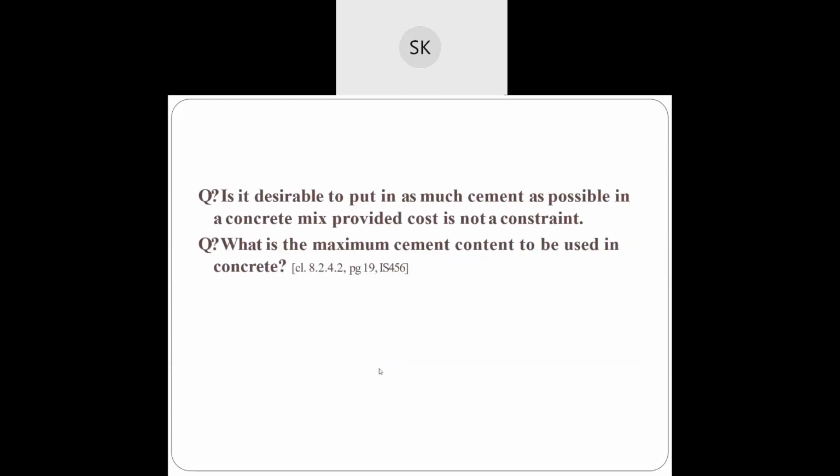Now, follow IS 456, page number 19, clause number 8.2.4.2, and try to find the answers to these questions. Is it desirable to put in as much cement as possible in a concrete mix, provided cost is not a constraint? What is the minimum cement content to be used in concrete? Go through the clause and let me know in the next class. Those who let me know will get that as an assignment.